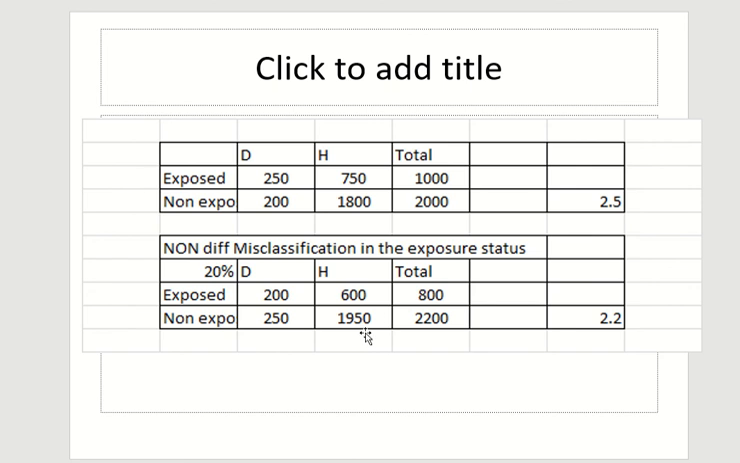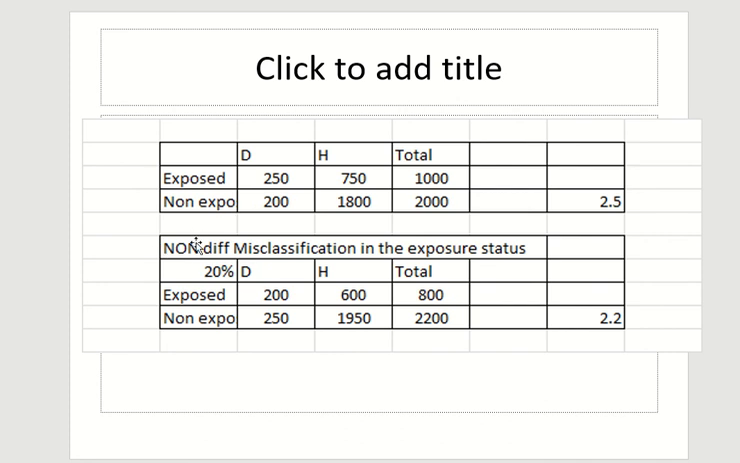Okay. So let's recap. This is the real table without any mistake. This is the table when I make a mistake. I'm making a 20% mistake where I'm taking exposed and putting them in the non-exposed. Meaning I'm making a mistake 20% of the time with regard to exposure status and putting them in the non-exposed. However, that mistake is happening at the same rate whether a person has the disease or a person does not have the disease. And therefore we talk about non-differential.